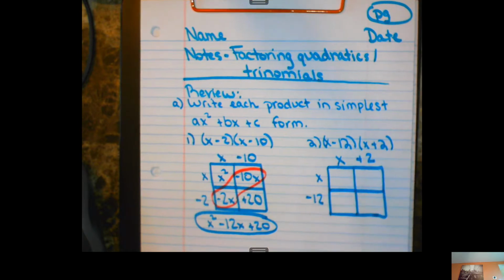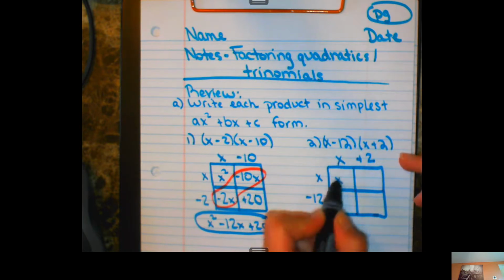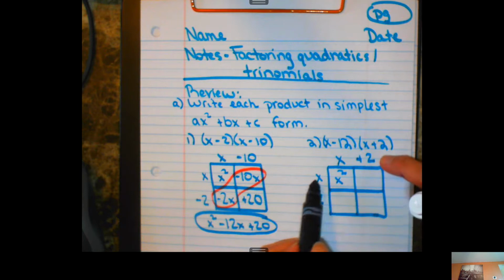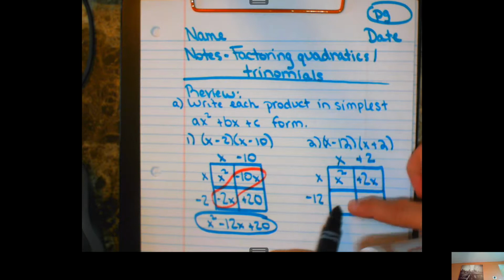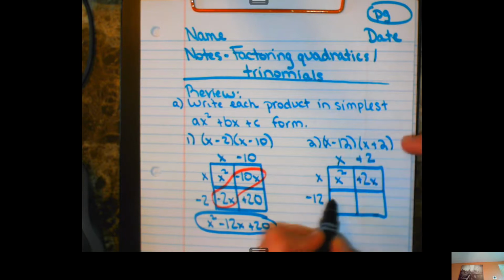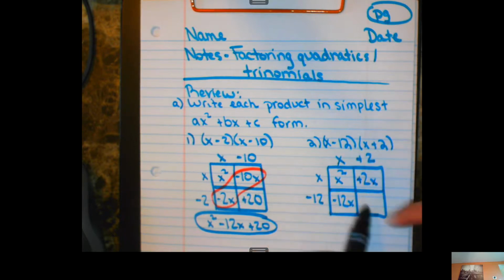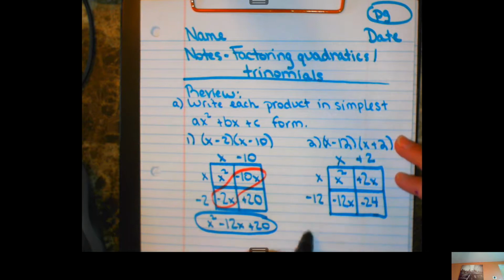And now what we're going to do is we're going to multiply these to get our answers inside. So this comes from multiplying these two, x squared. This comes from multiplying these two. X times a positive 2 is plus 2x. Notice I'm putting my sign. Here, this results from multiplying these two, that would be negative 12x. And multiplying these two, negative 12 times 2 is negative 24. All right, I'm ready to write my answer. So I'm going to write my x squared first. I can combine these because they're x's. So we have 2 minus 12, that's negative 10, so negative 10x. And I bring down the negative 24.